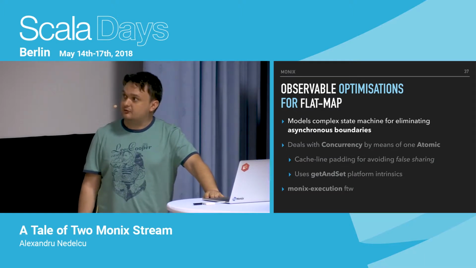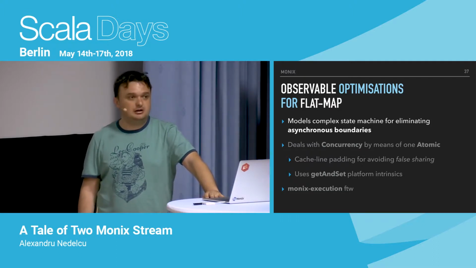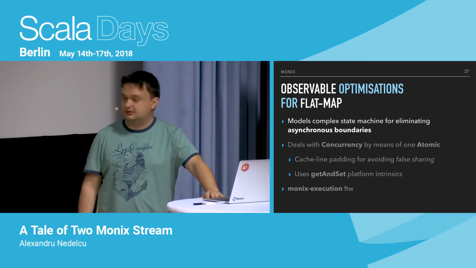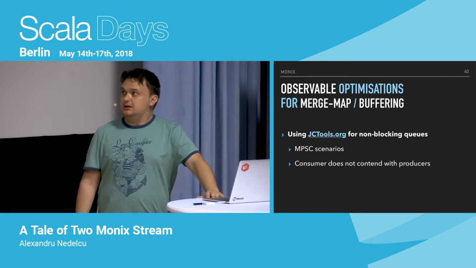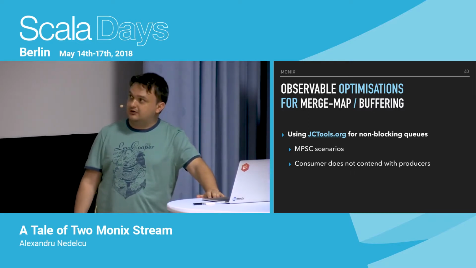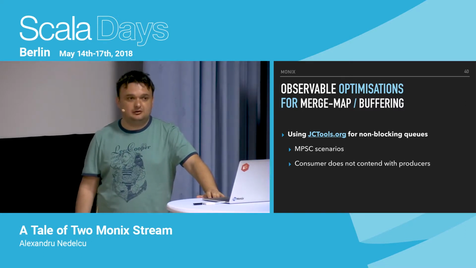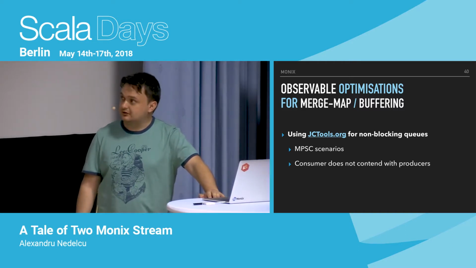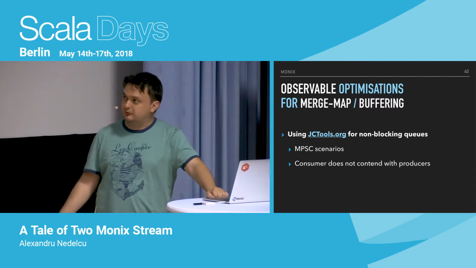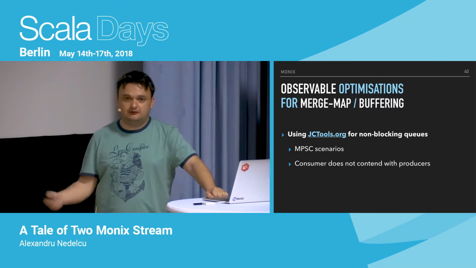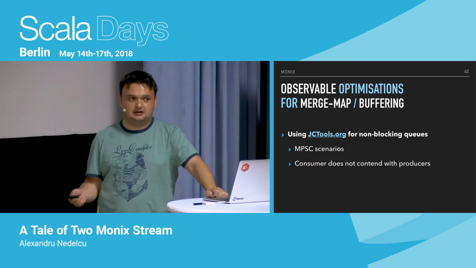It deals with concurrency by means of one atomic, with cache line padding, and using get and set platform intrinsics. And I really encourage you to look at the Monix execution subprojects, because I've got a lot of really low level concurrency abstractions in there. And we are also using this awesome library known only by library authors called JCTools, exposing really fast concurrent queue implementations, because we've got scenarios where we've got multi-producer, single consumer. Those implementations are way faster than what you can find in Java's or Scala's standard libraries.